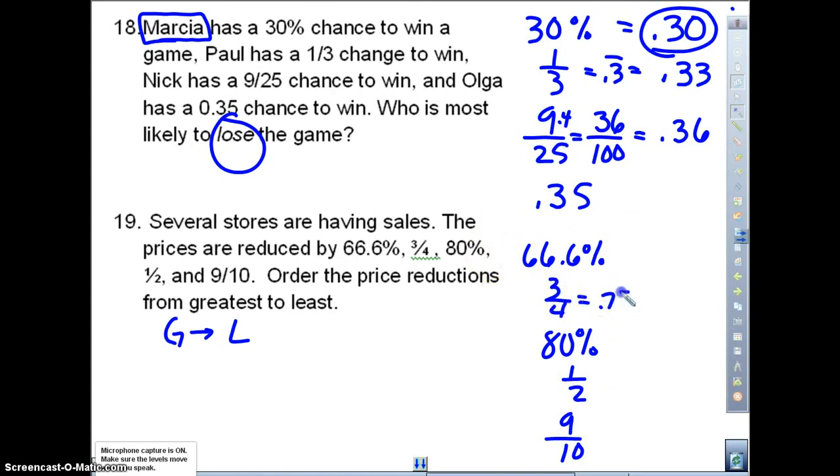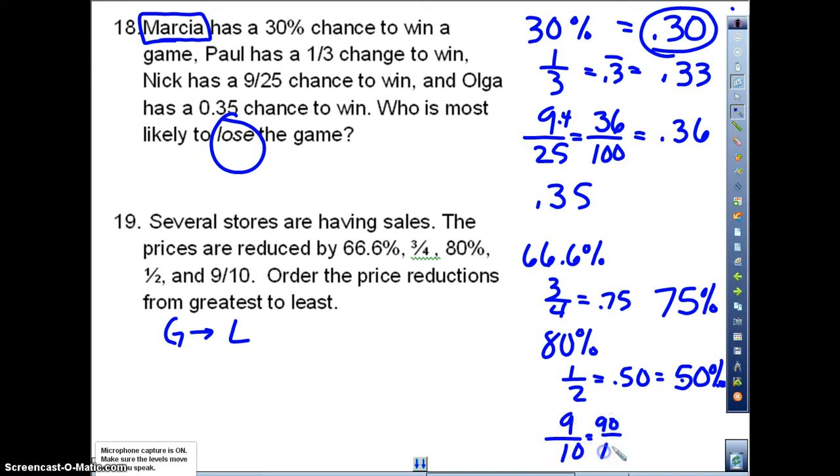3/4 is 0.75, which is what percent? Yeah, that's 75%. I've got 66.6%, 75%, 80%. 1/2 is what as a decimal? Yeah, 0.5 or 0.50, which is what percent? Yep, that's 50%. And 9/10 is the same as 90/100, which is what percent? 90%.